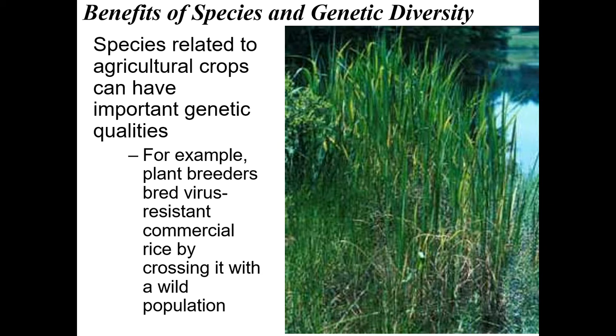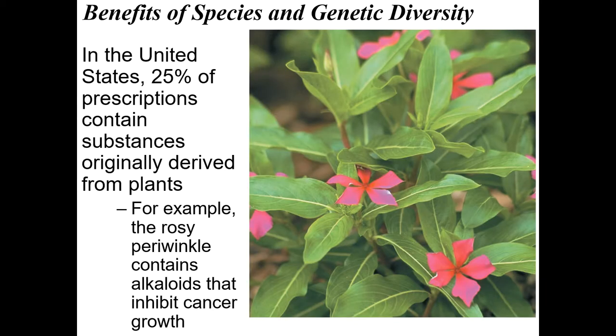Another is crops. For example, plant breeders bred virus-resistant commercial rice by crossing it with wild populations. So if there's more genetic diversity in wild rice, and you cross it with commercial rice, then you might be able to make a more hardy crop. Another example is that a lot of prescription medicine contains substances that originally were derived from plants.